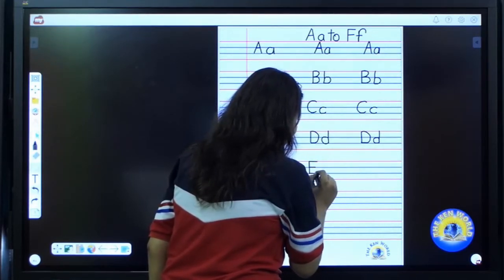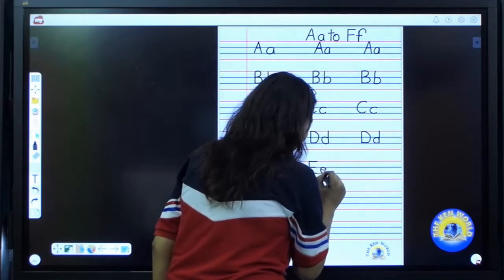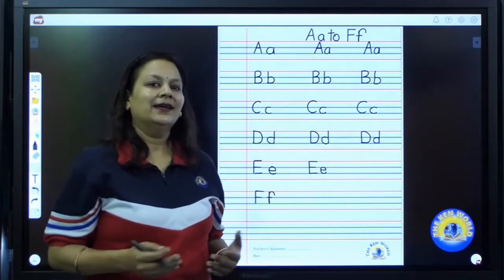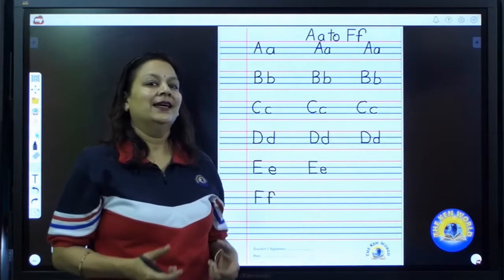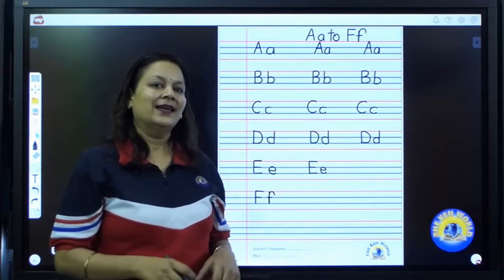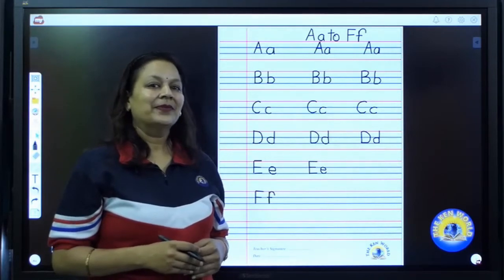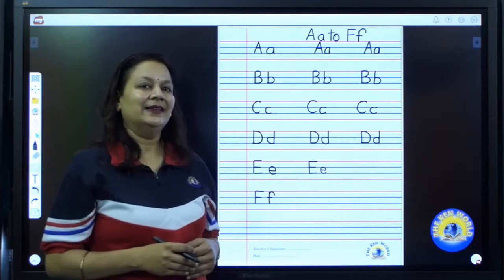Uppercase E. Lowercase e. Speak with me. E says eh. And it's your turn to write E. Write it properly, kiddos. Write it nicely.